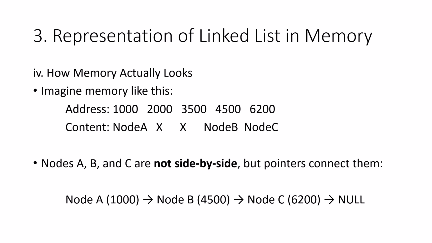Even though the nodes are scattered, they stay connected because each node stores a pointer to the next node. So, node A pointer contains the address 4500, which leads to node B, and node B points to node C at 6200. Finally, node C points to null, which means it's the end of the list.